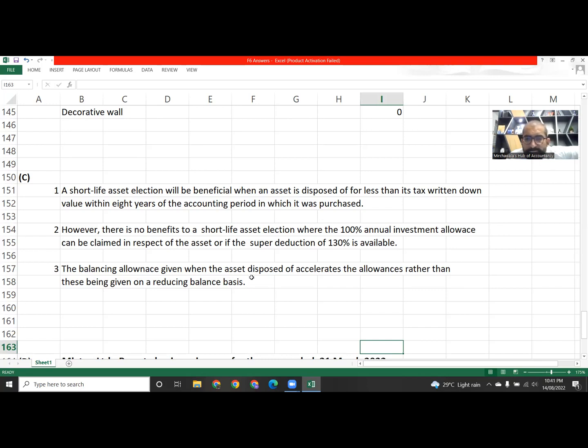Then the balancing allowance given when the asset is disposed of accelerates the allowances rather than these being given on reducing balance basis. Yes, remember, when the asset is depooled and you sell it, you get the immediate balancing adjustment on the depooled asset. You don't get it over a number of years. No, you get it immediately. And that immediate is beneficial when you depool it. That's why you depool it, because you want immediate balancing allowance. So out of these 3 points, you can write only 2. That's also good. 2 marks, 2 points are more than enough.